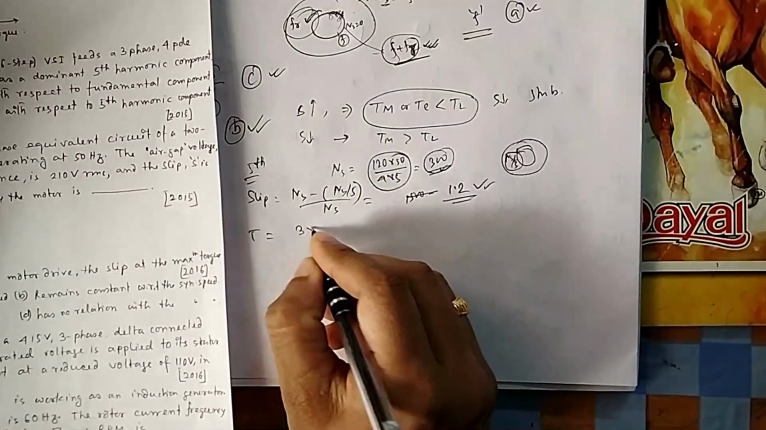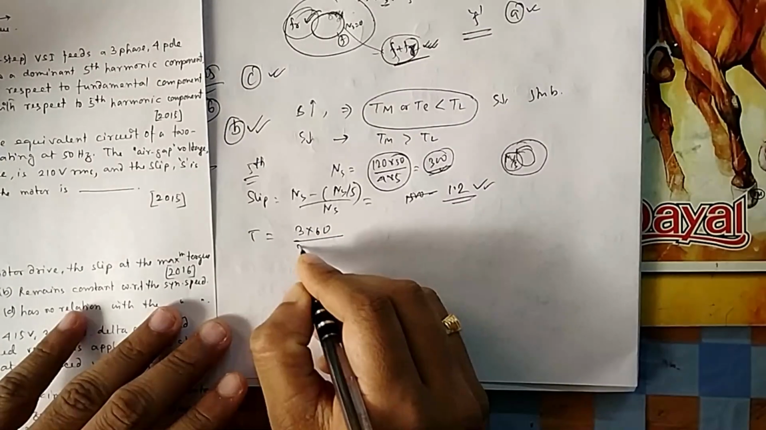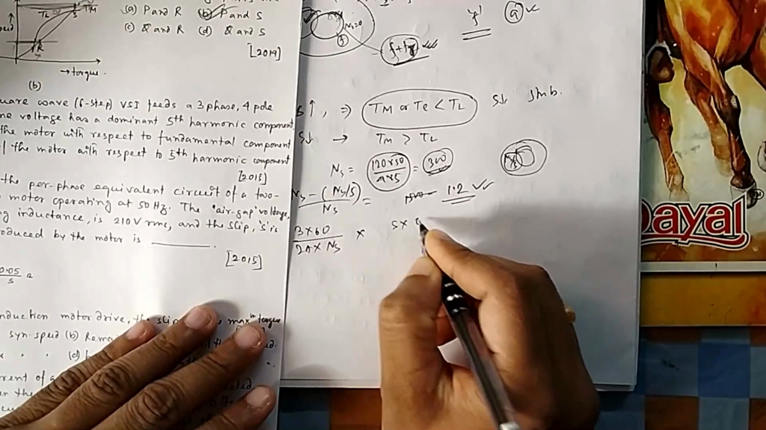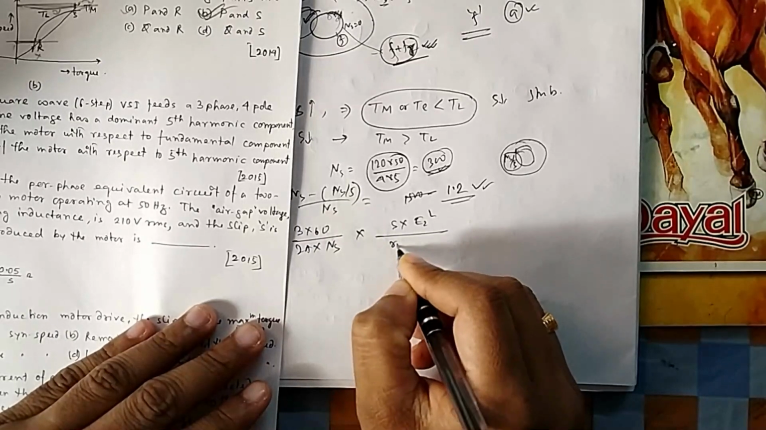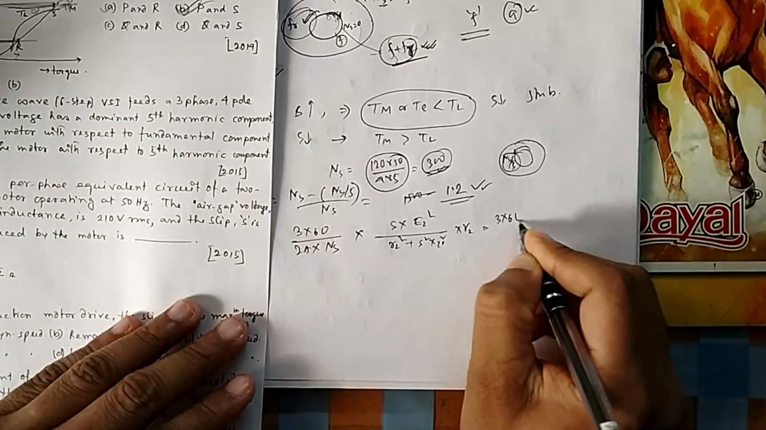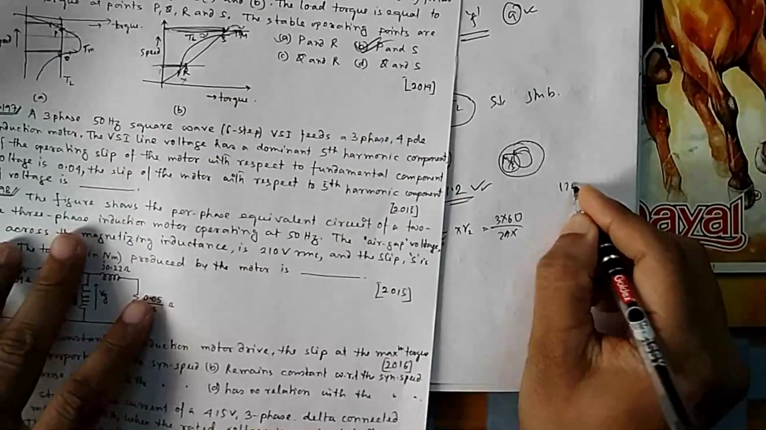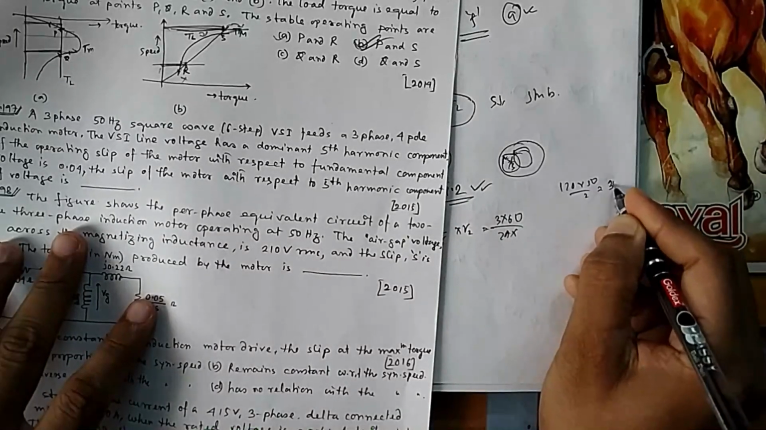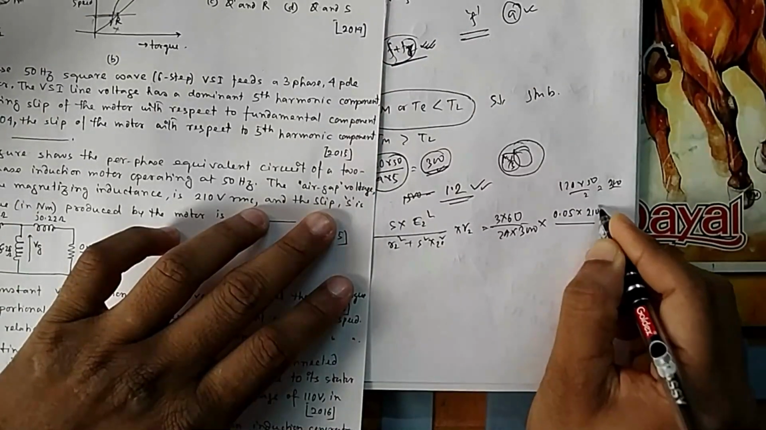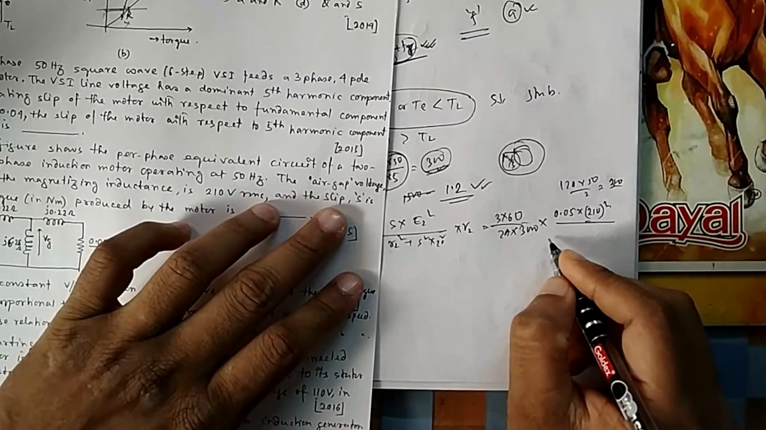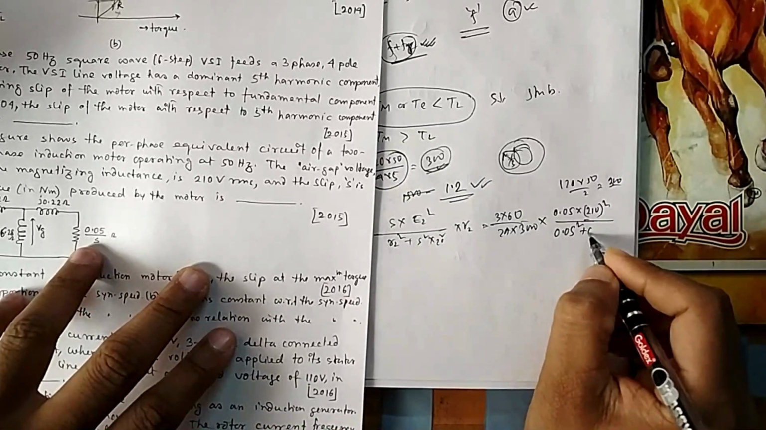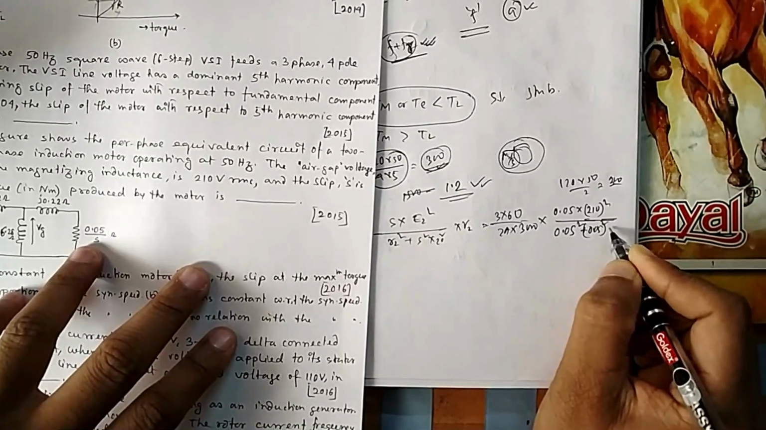Torque will be equal to 3 into 60, because I will be writing in RPM, and this is your NS. Okay, let me write the formula first: S into E2 square divided by R2 square plus S square X20 square, into R2. So it will be 3 into 60 by 2 pi. What is NS here? 2 pole, so 120 into 50 by 2, that is 3000. So it is 3000 into S, given 0.05, E2 is 210 whole square, and this is 0.05 R2 square plus S square, 0.05 square into 0.22 square.